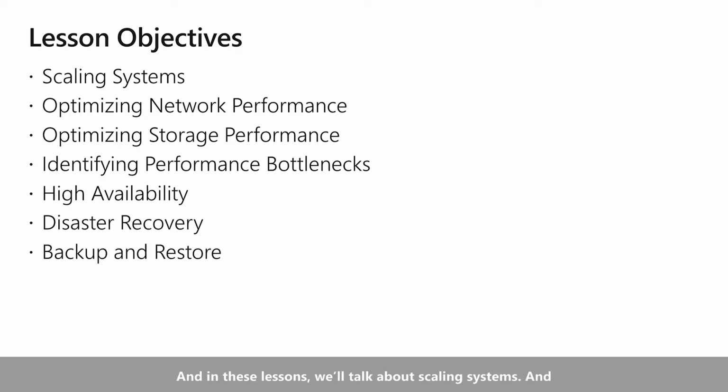Okay. So designing for scale and resiliency, we're going to look at it from a technical perspective, a design perspective. In these lessons, we'll talk about scaling systems, and that is its key strength, right? It is absolutely its key strength. When I look at these lesson objectives, I go: scaling systems, networking, storage, performance bottlenecks, high availability, disaster recovery, backup and restore.